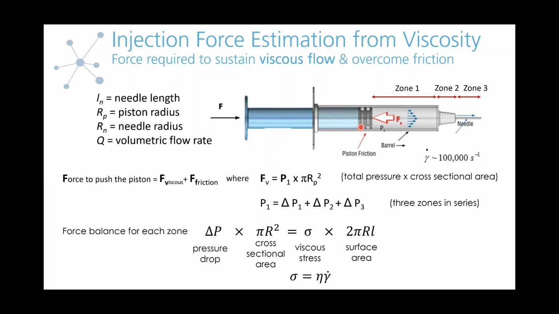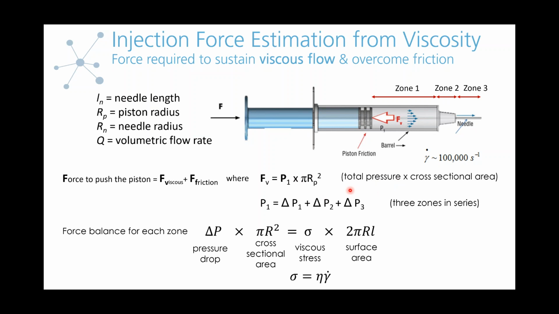So when we do a little comparison to some experimental data, we'll bring up sort of magnitudes that the frictional component may have and how that can influence the data. But for the most part, as we're moving forward, we're talking about the viscous contribution or the hydrodynamic contribution. So basically, the viscous force that you have is basically the pressure drop across the syringe times the cross-sectional area of the piston. So that's this first equation right here. So total pressure times cross-sectional area.